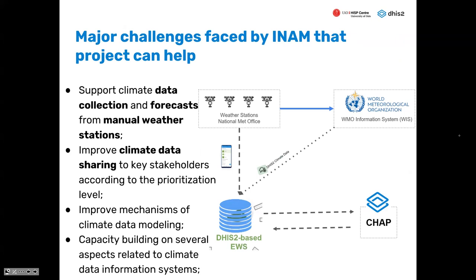Major challenges for the meteorological service, of course: support climate data collecting so that you can do the forecast, improving the climate data sharing. There was a question of sharing data. Improve the mechanism of climate data modeling. It's not just guessing. There are mathematical equations behind that. And capacity building on several aspects related to climate.